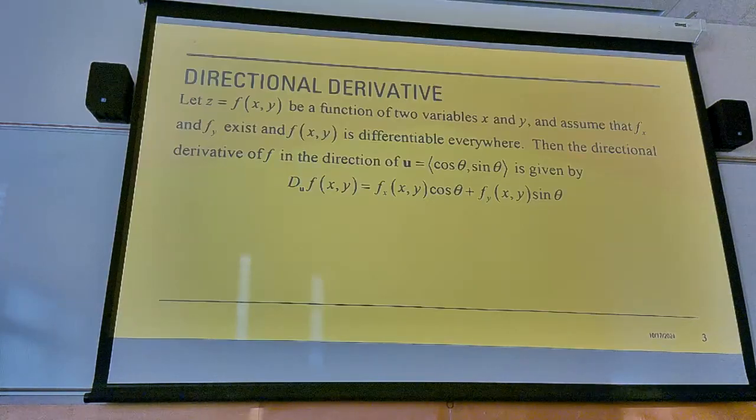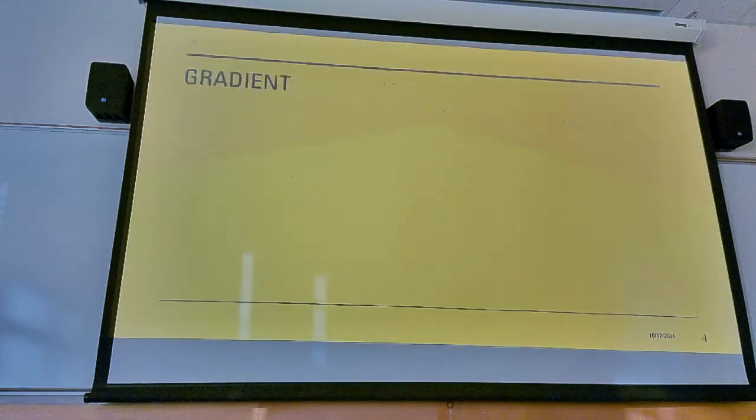Favorite operator is next. It's called the del operator. Now it's just an operator, right? So it operates on something. There are three uses that we study in this course for the del operator. We look at one now. We look at the other two towards the end of the semester. And the first use is what's known as the gradient.